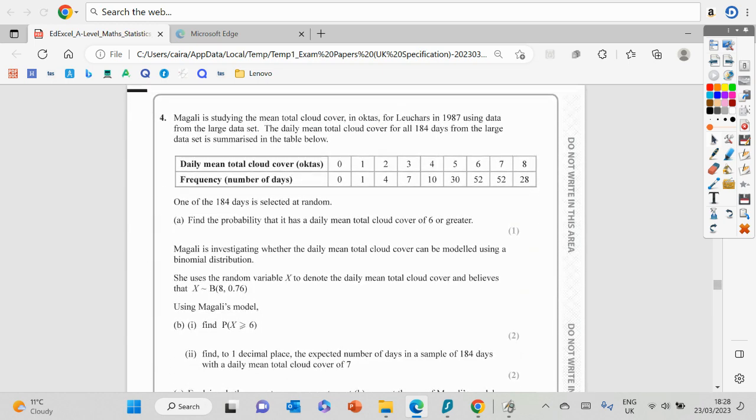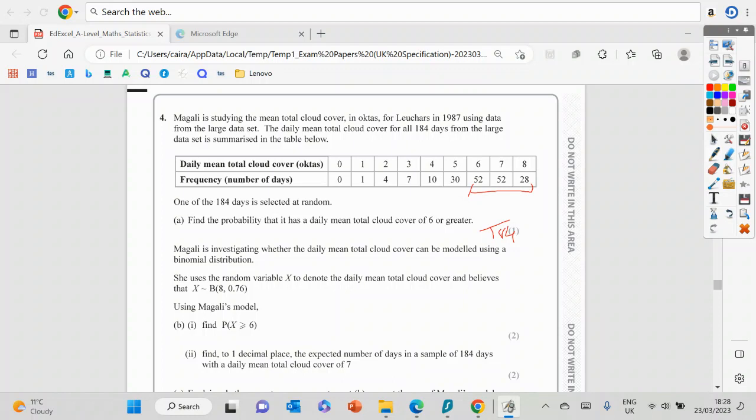Jeez. Magali is studying the mean total cloud cover in octas for Leuchars in 1987 using the data from the large data set. A lot of large data set stuff on this paper, isn't there? The daily mean total cloud cover for all 184 days from the large data set is summarized in the table below. Oh, lovely. Find the probability that there is daily mean cloud cover of 6 or greater. Now, 6 or greater means we are including 6. In other words, we are doing these things added up and divided by 184. So, those divided by 184.